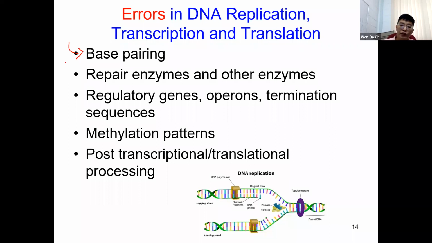Inside your cell you also have regulatory genes, operons, and termination sequence. If during replication there's no termination, then your production of DNA will be continuous, and you will end up getting defects. Sometimes it can lead to excessive growth of the cell. Then you have methylation, which means addition of a methyl group into certain parts of the DNA. You can also have issues during post-transcription and translation processing.